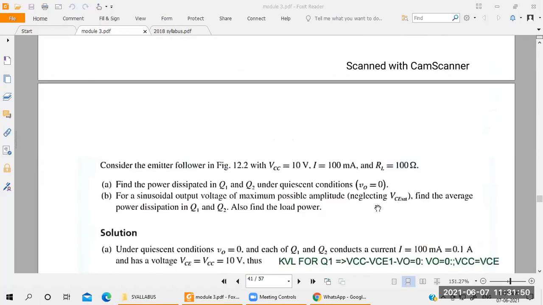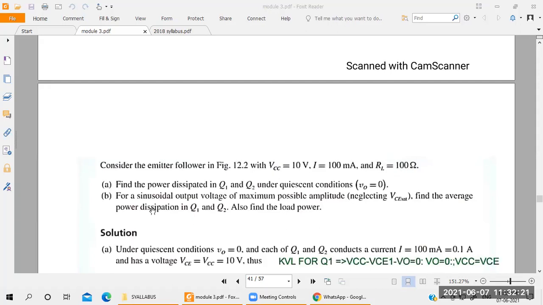Based on this, they have taken one power analysis problem here. Consider an emitter follower circuit, which is a class A amplifier. In that, how much VCC is given here? 10 volts, which means the DC supply is 10 volts. The current is 100 milliamps, and the load resistance is 100 ohms. These are the given parameters: VCC 10, current 100 milliamps, RL 100 ohm.